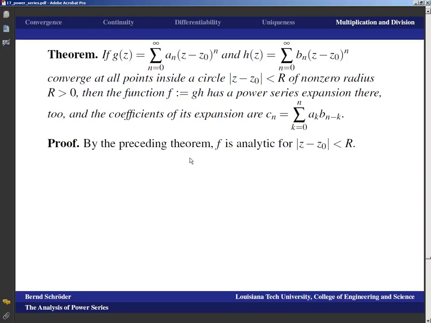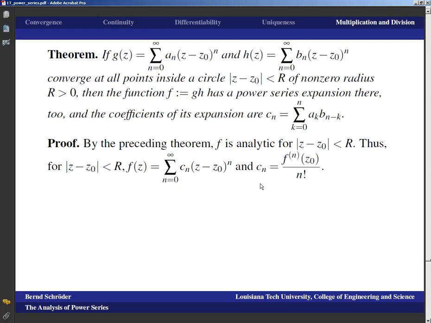And the proof, well, first of all, by the preceding theorem, and also in fact by the product rule, if you will, the product of two analytic functions is again analytic, and therefore it's analytic for |z minus z0| < r. And that means for |z minus z0| < r, we have that f of z, not h of z, my goodness, we have that f of z is a power series, right? And we know what the coefficients are from the formula for analytic functions. It's that c_n is the nth derivative of f at the center divided by n factorial.